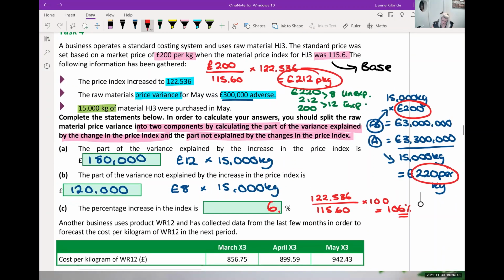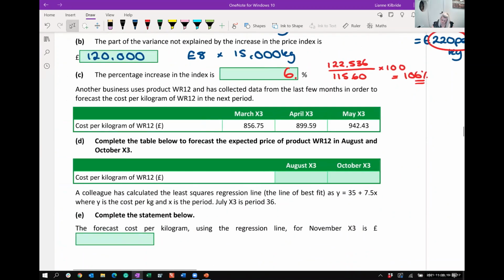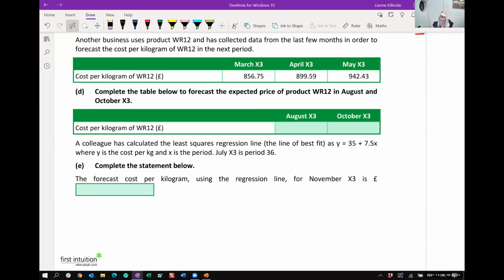What we're now going to do is move on to the next question. I do know that somebody in the chat said you don't like this question, question D. Not to worry, we'll go through it step by step. Another business uses product WR12 and has collected data for the last few months in order to forecast the cost per kilogram of R12 in the next period.